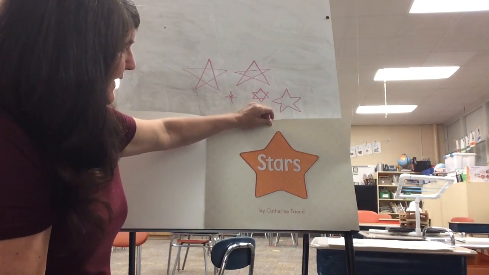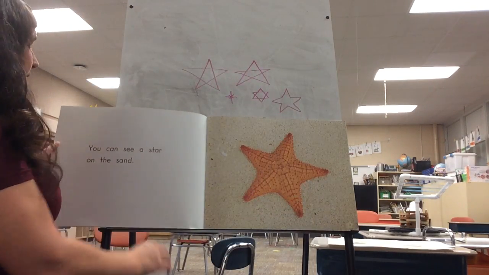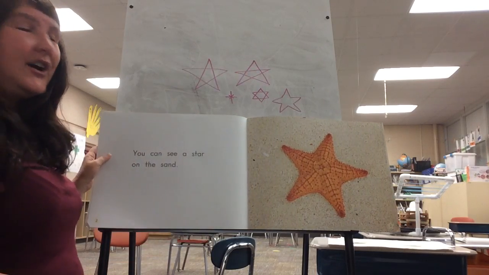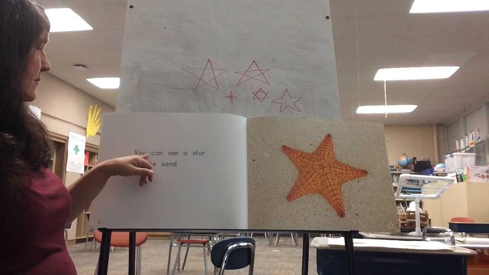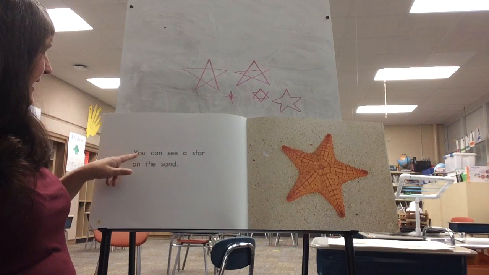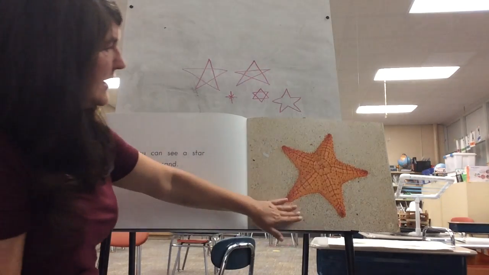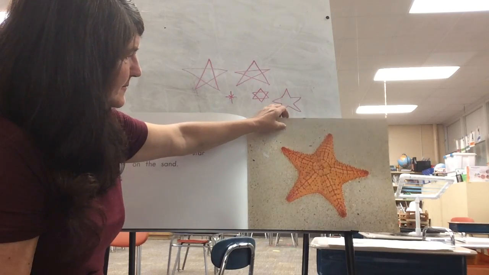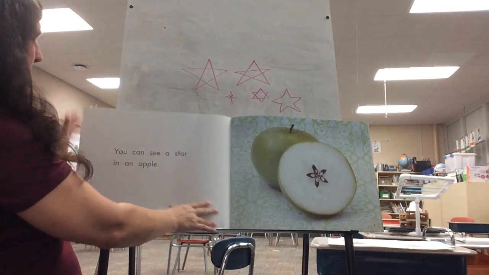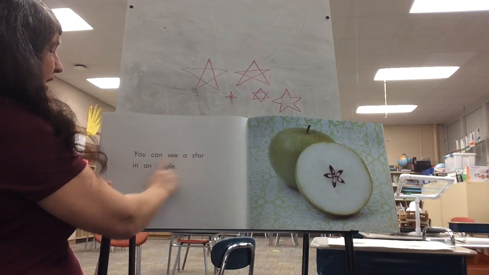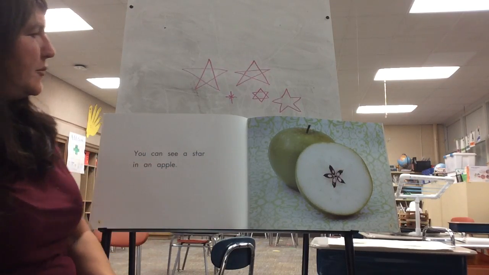Stars by Catherine Friend. There's our title page. You can see a star on the sand. I can't help but notice there are so many sight words already. You, Y-O-U, and the, T-H-E. And here's our starfish on the sand. I bet this book is predictable. You can see a star in an apple. U, N, more sight words.